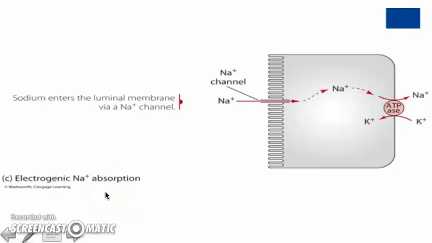Lastly, we will see the electrogenic sodium absorption process. In this process, we have a sodium channel, where sodium will enter through the brush border membrane. And then very simply, it will exit via the sodium-potassium ATPase.